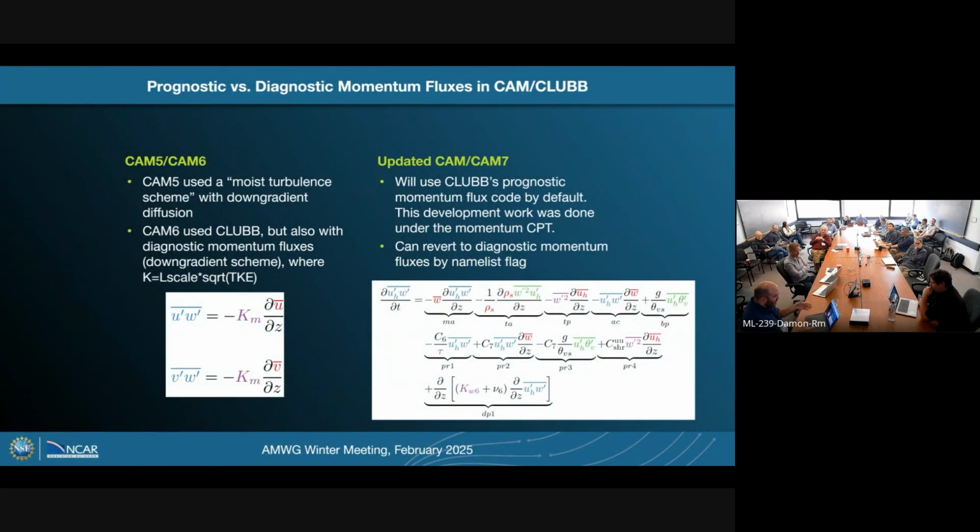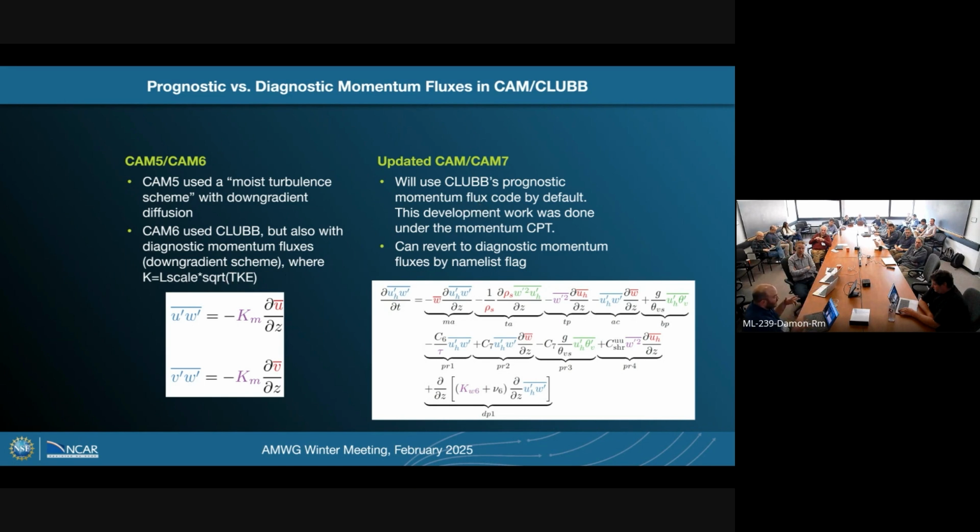Kyle just gave a sense of what's changed in CLUBB in the new version of CAM. CAM5 and CAM6, which I'll show some results from, both used diagnostic or down-gradient momentum fluxes. CAM5 had a different turbulence scheme. CAM6 did use CLUBB, but with diagnostic momentum fluxes, with K defined the way you see here: a turbulent length scale times the square root of the turbulence kinetic energy.